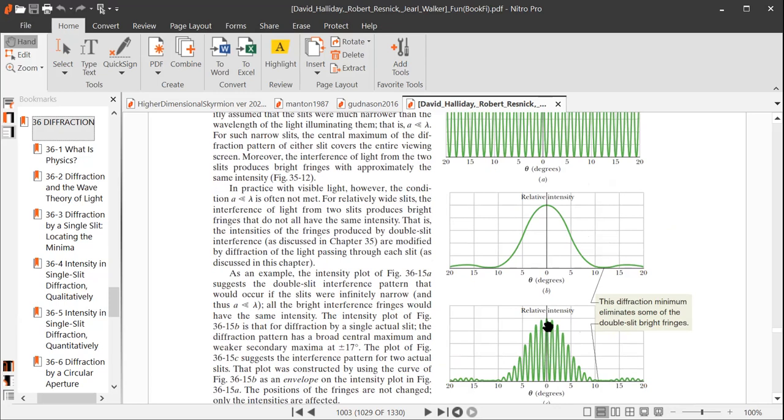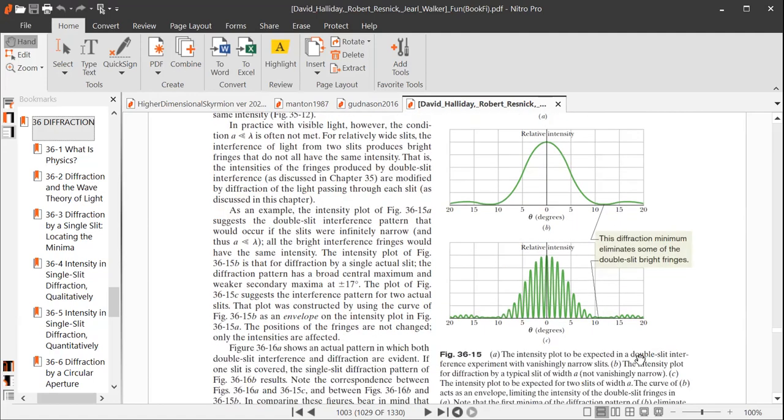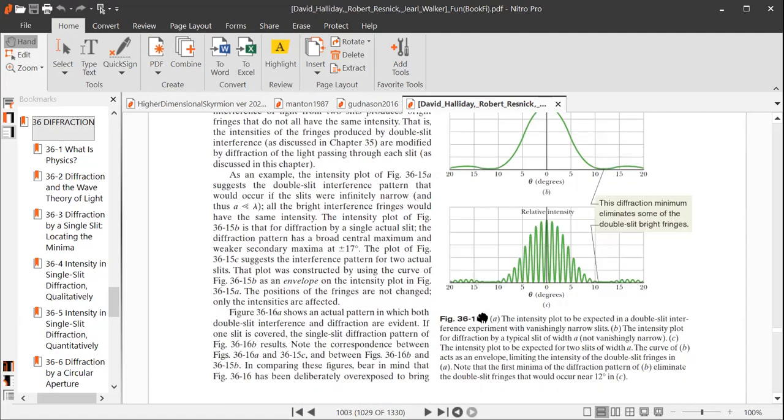In the middle, as usual, this is the central maxima, the brightest one, and this is the first secondary, the next secondary, and so on.